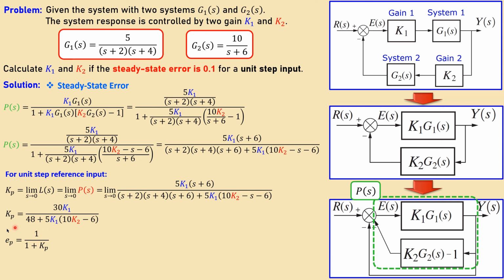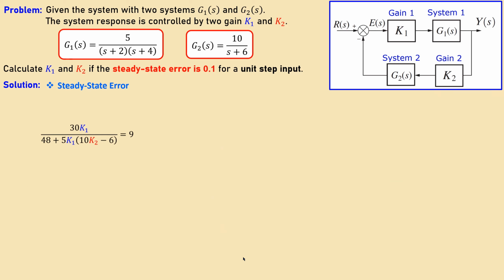If I now rewrite this expression for the error in terms of kp, we have kp is 1 over the error minus 1. Why do I do that? I know the position error, which is 0.1, so I have then, this is then 9. So this expression here is 9. So taken together, I have actually the following: 30k1 over this is 9. That is then another expression we need to use to calculate the values of k1 and k2.